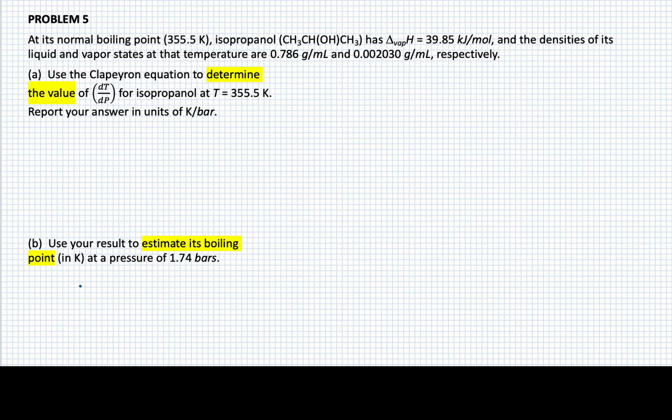All right, in our last problem for this problem set, we're looking at isopropanol and its vaporization, and we're given the delta H of vaporization for this, and densities for its liquid and vapor states. So these are given here. This is obviously for the liquid, and this is the density for the vapor. How do I know that? Well, liquids are a lot more dense than vapors.